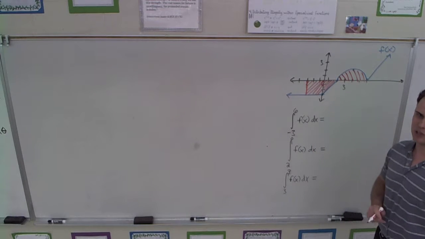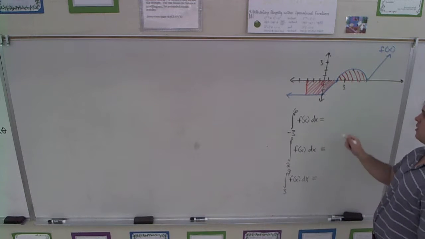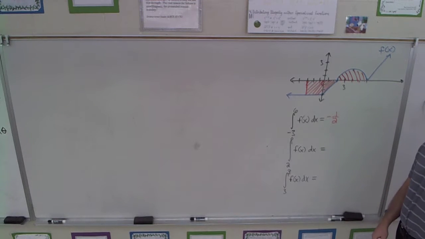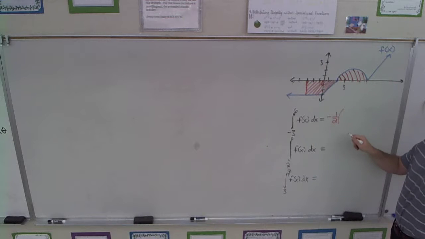So this trapezoid is going to be negative or positive? Negative. So area of a trapezoid, do you guys remember? It's got a half in it. Half. Base 1, base 2.